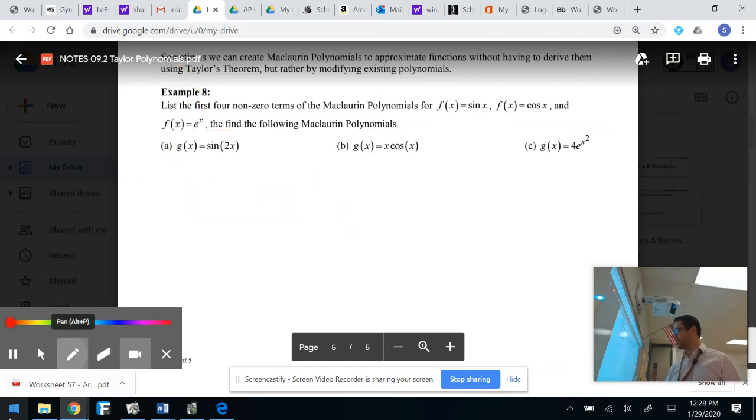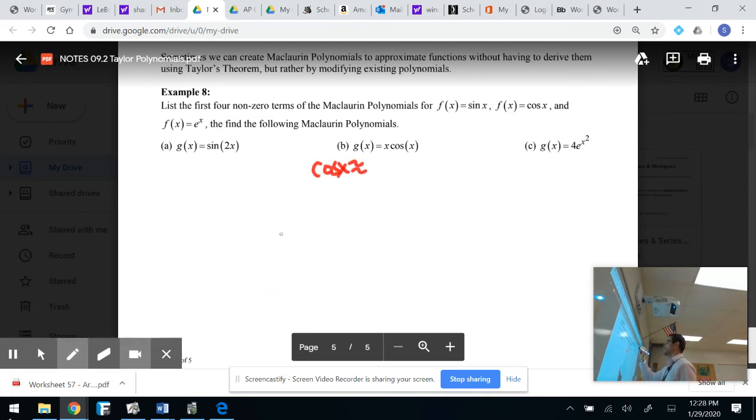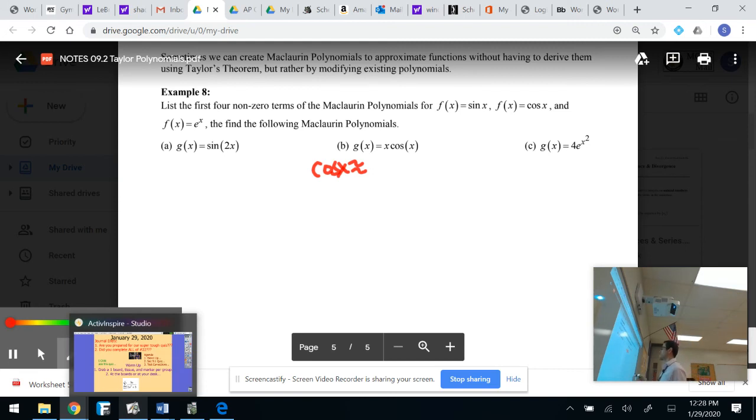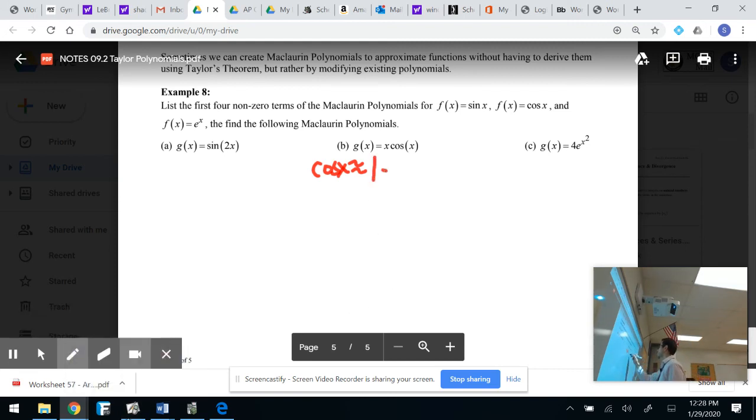But in order to do the next one, you better know what cosine x is approximately equal to. Non-zero. So what do we go? Cosine x starts at 1 minus, and remember, these are the evens. Okay, that's the 3rd term, and that is the 4th term. All right, now how do I use that? Take a guess. What do you think x times cosine x would be? Well, it's just x times all of that stuff.